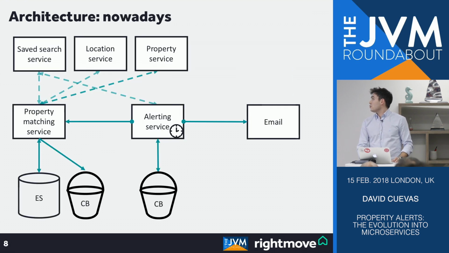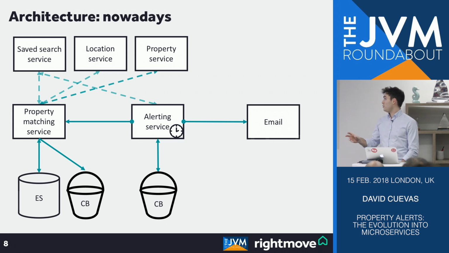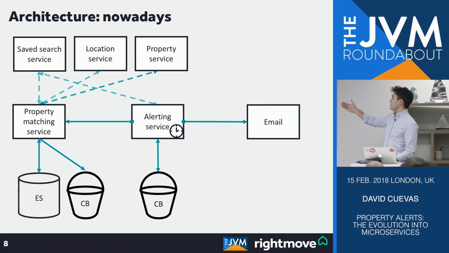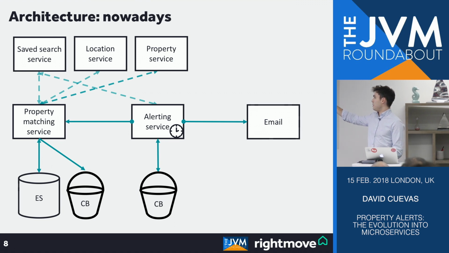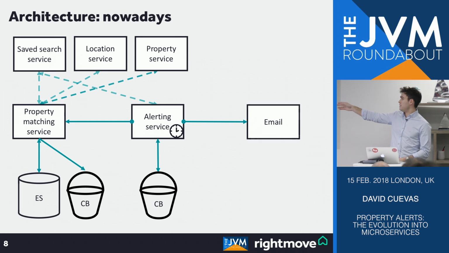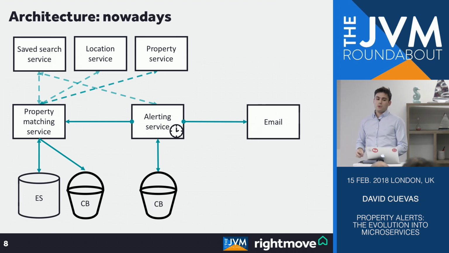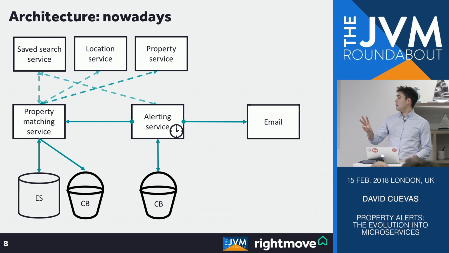The architecture nowadays looks much more like this. In the middle, we can see our brand new two microservices. We have the property matching, where all the property matching sits, and all the alerting logic sits in the alerting service. There were already 3 existing microservices deployed, already running, which were the saved search service, the location, and the property listing service. So these 3 sit on top of the Oracle database.